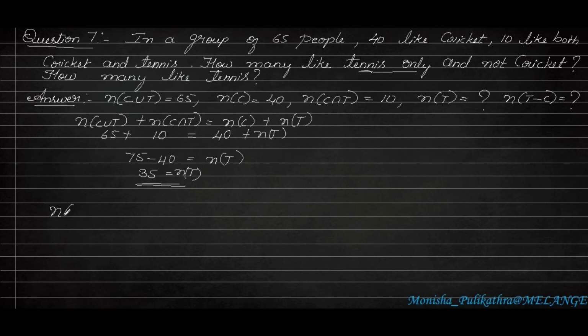Now we need to find out those people who like only tennis and not the other game. That is done by n of T minus n of C intersection T. n of T is 35, minus the intersection, meaning the people who like both. So you just have to subtract it. When we subtract it, we get 25. So these 25 are the number of people who like only tennis and not cricket. I hope you understood.